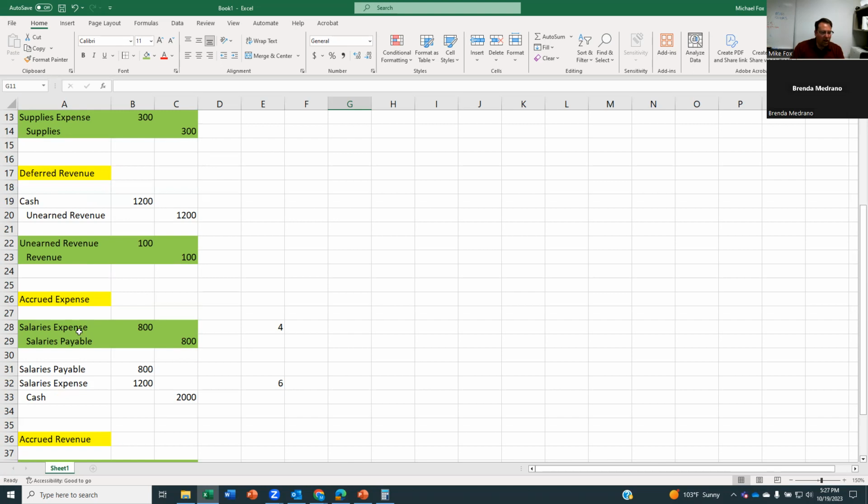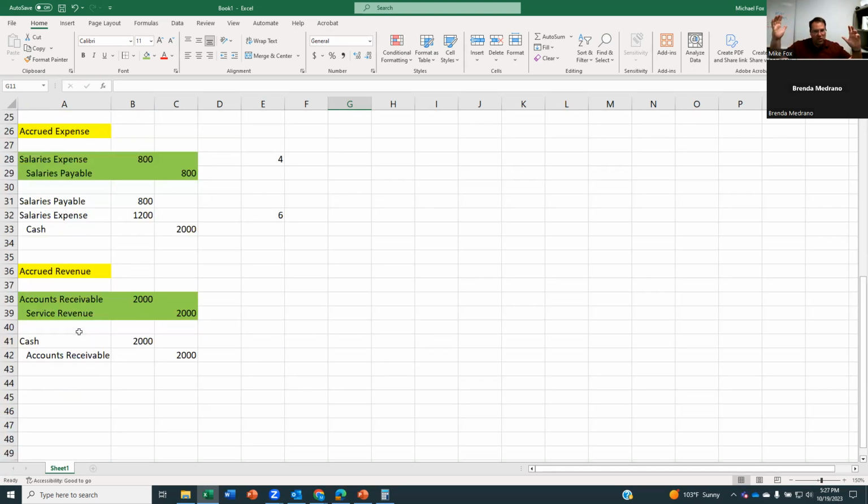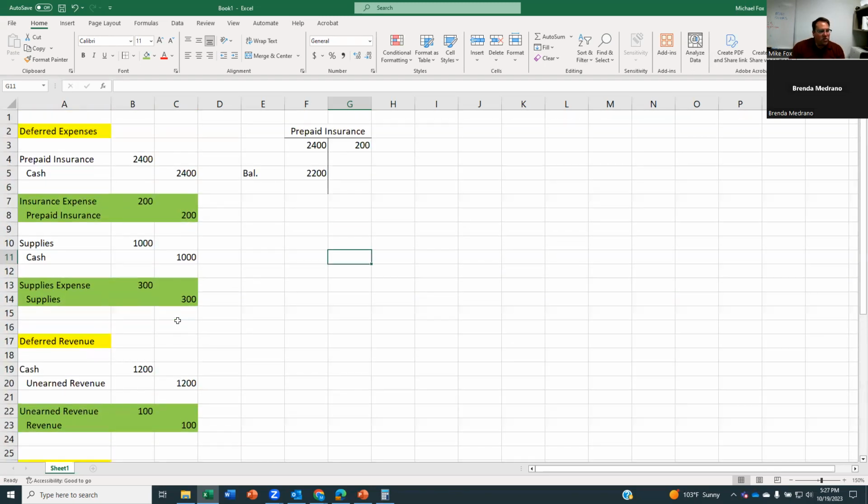Does that help, at least conceptually, with what we're dealing with here? Yes. What makes these especially difficult is that they'll often present them to you in different ways. Sometimes, for example, they'll say that at the end of the month, the company recognizes that they've used up $200 of this prepaid insurance. So it just gives you the amount, and you'd be like, okay, that's easy. I just do prepaid insurance expense.